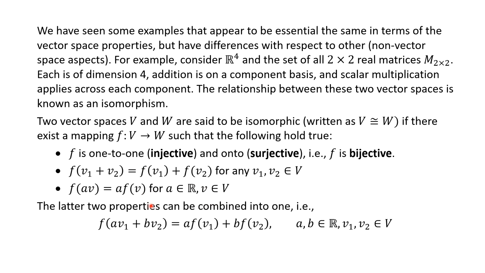You can combine these two properties. It's basically saying if you have a linear combination of two elements from your domain, then you can break it up into a linear combination of the elements after they're mapped into your codomain W here. So this is equivalent to these two together.